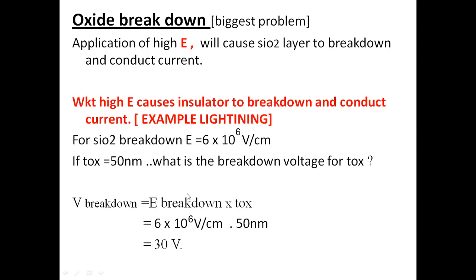And here E breakdown is 6 into 10 to the power of 6, and the thickness of gate oxide layer is 50 nanometer. Hence the breakdown voltage at which you can expect the oxide layer to break down is 30 volts. Okay, so the basic concept here is, due to the heavy amount of electric field in the MOS transistor, the gate oxide layer can break down. Even though the gate oxide layer is an insulator, still it can break down, and we can have the current conducting.